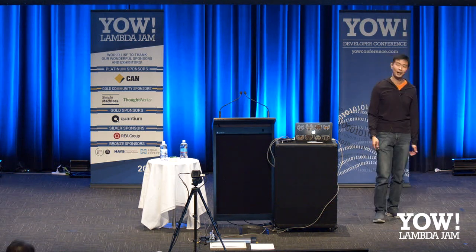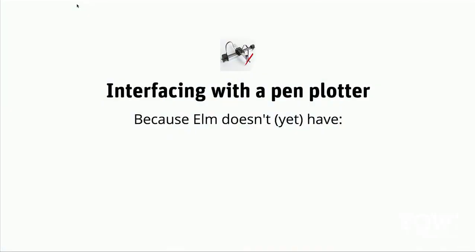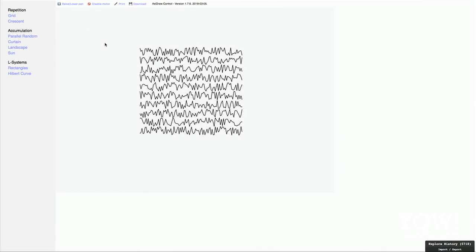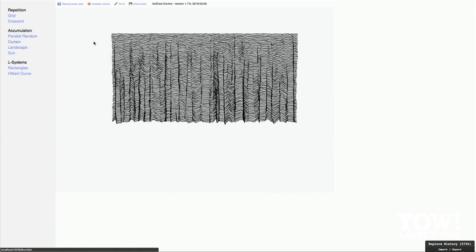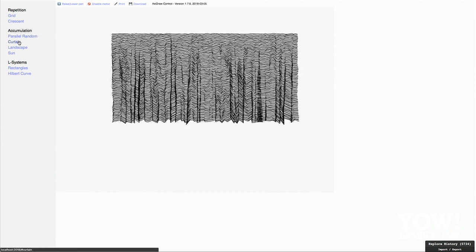OK, so I've rushed quite a bit, but I still want to tell you a little bit about the pen plotter. So before I go there, let me just get started on this. I really tried a Hilbert curve before, but I really like the curtain. So unless you have any preferences, I'm just going to go with that. I've set it up before, I've tested it, and I hope it's still going to work. So let's just see. Oh yeah, it's moving.